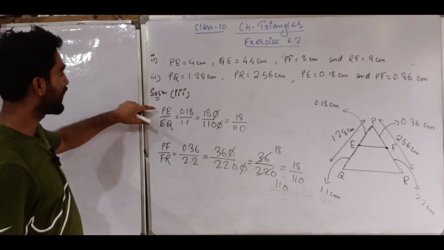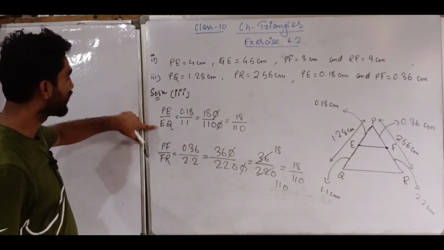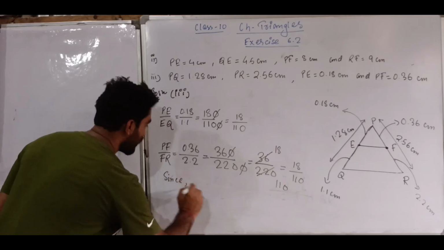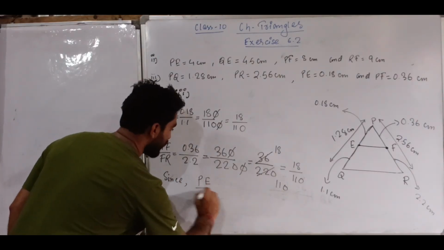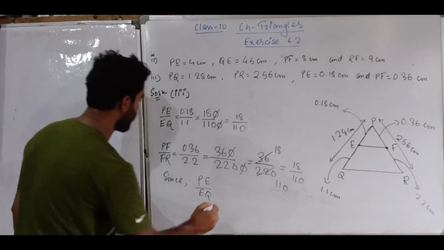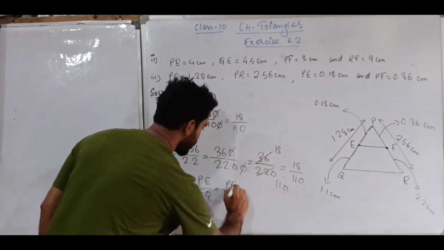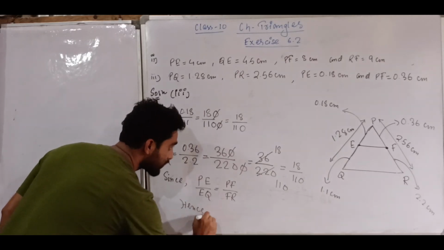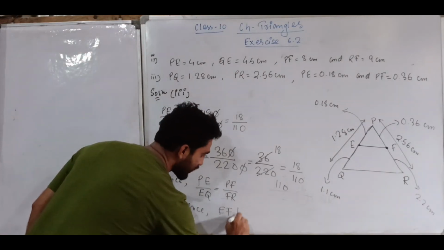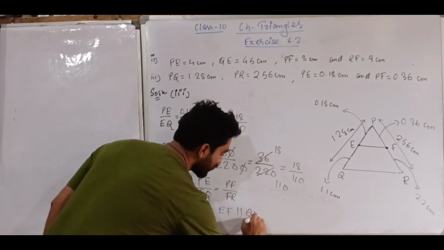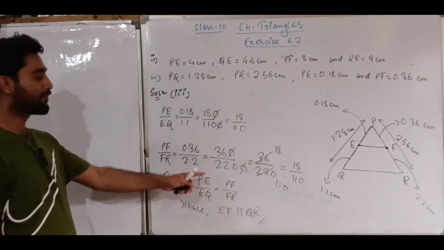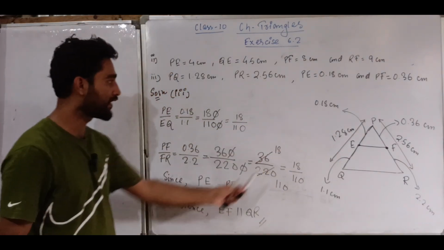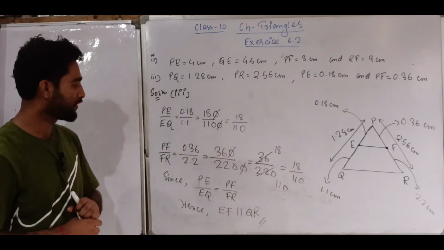Now easily we can say that PE divided by EQ is equal to PF divided by FR. So what we can write? Since PE divided by EQ is equal to PF divided by FR, hence this EF is parallel to QR. So from the converse of the basic proportionality theorem, we know that if the ratio of the sides is the same, then the lines will be parallel to each other.